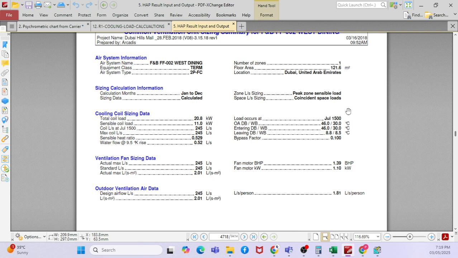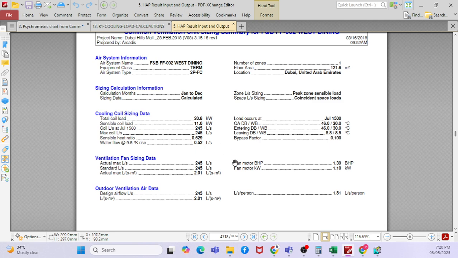Do you have any query? How are we determining this chilled water flow rate here? For chilled water flow rate, there is an equation. You are going to study all the equations, right? Chilled water flow rate, what is the equation here?